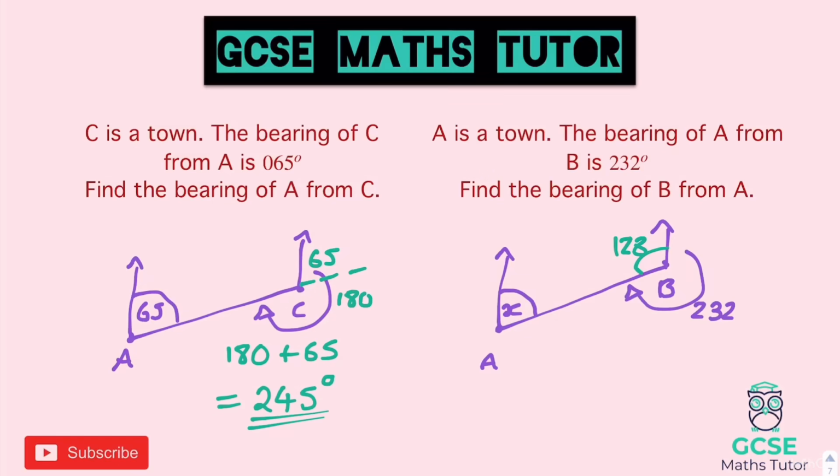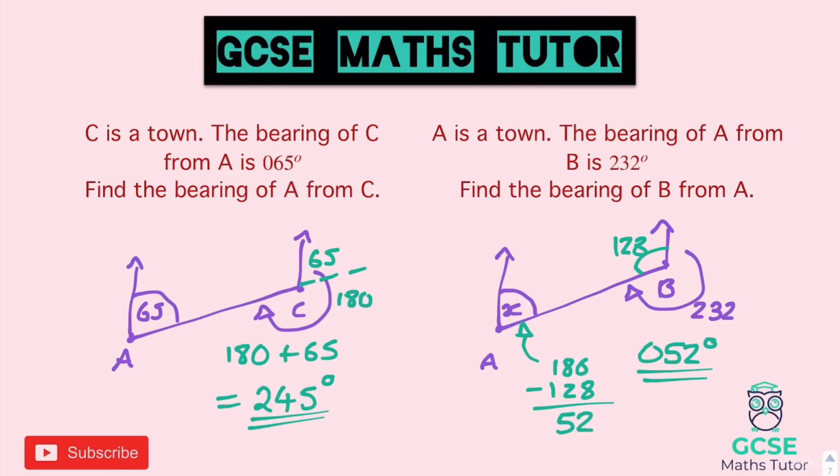And then obviously these two angles here have to add up to 180. So I'll do 180, take away 128. And that leaves me with 52 degrees. There we go. So finishing that off as a bearing is 052 degrees. And there's our final answer for that one.